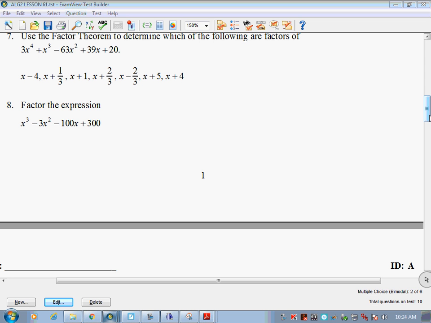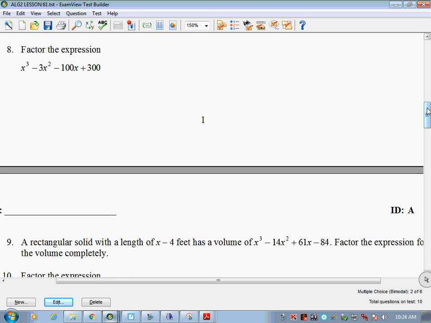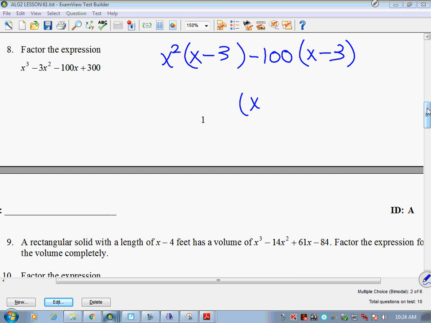All right, let's look at number 8. Factor the expression. What can I do with this? Can I do this like what we had done with the first several? Okay. What will x cubed minus 3x squared, what can I take out of that? X squared. What's that going to leave on the inside? X minus 3. Okay, what can I factor out of 100x plus 300? Negative 100. Okay, what's that going to leave me on the inside? X minus 3. So I'm bringing down x minus 3.